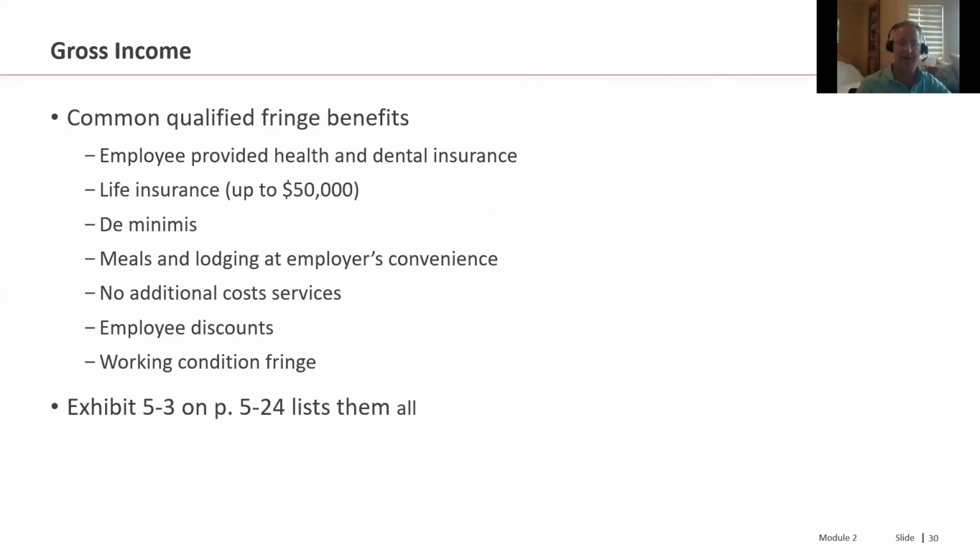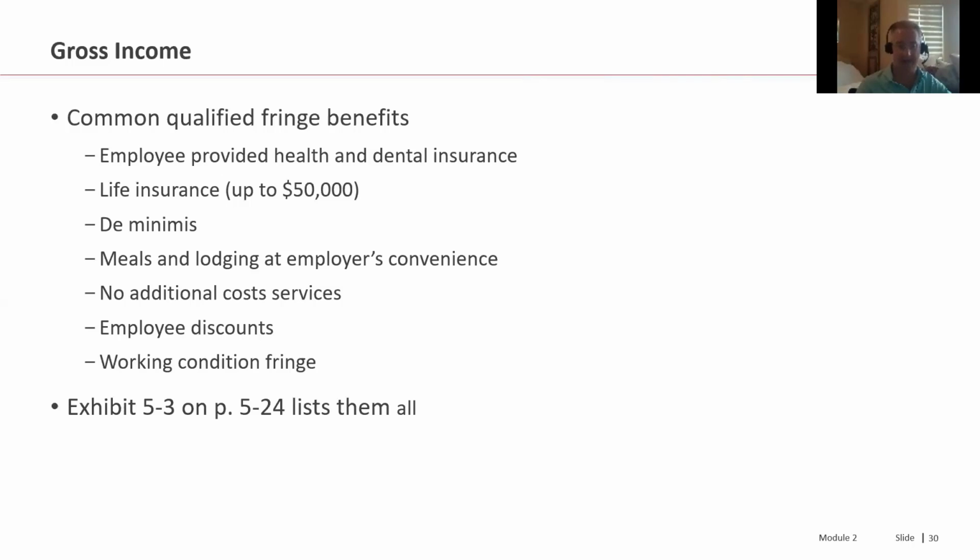No additional cost services. So that's if you work for the airline and there's an open seat on the plane, the airlines let their employees fly in that seat for free. That's a no additional cost service. It doesn't cost the airline any more to put that employee's butt in one of those open seats.